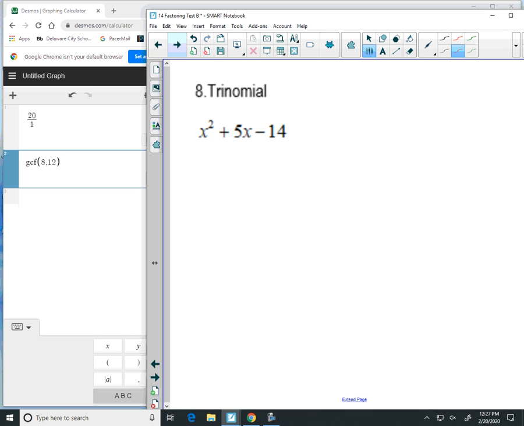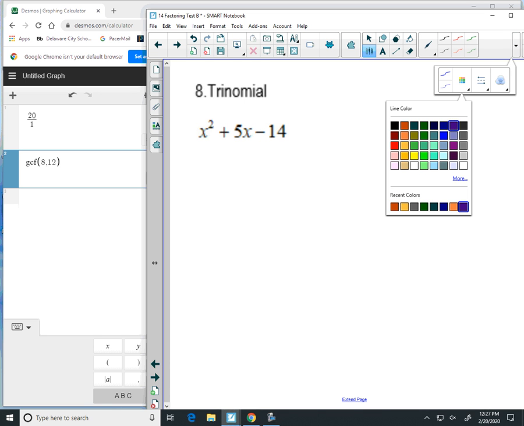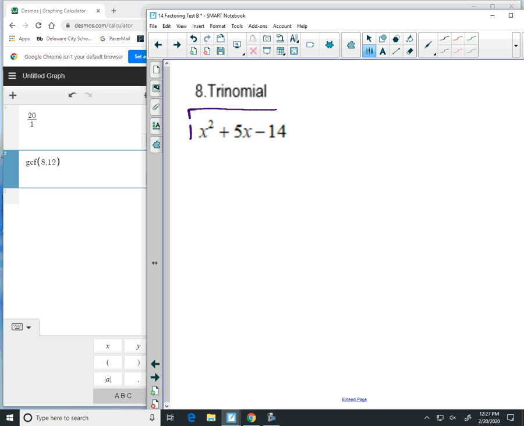All right, number 8. Here we're going to factor x squared plus 5x minus 14. Again, I'm going to do 1 times negative 14 to be negative 14. For my pairs, I'm looking for 2 numbers that multiply to negative 14 and add to 5. 1 and 14, 2 and 7. Those are the only pairs. And Savannah said I need negative 2 and positive 7 to get 5.